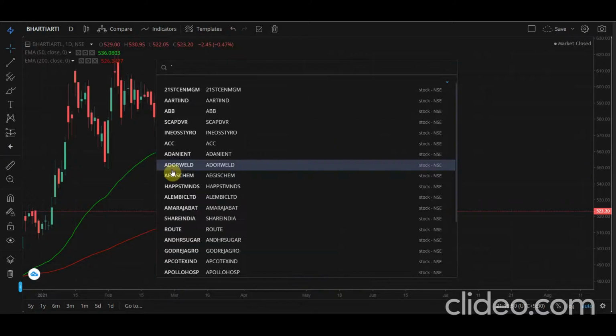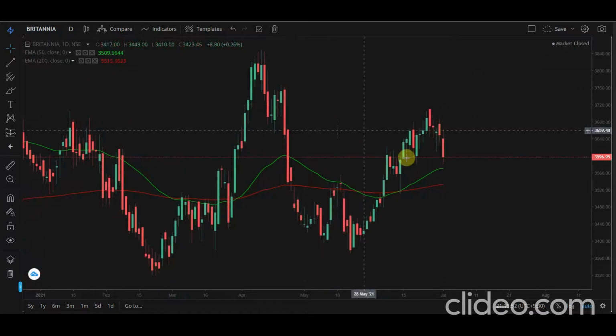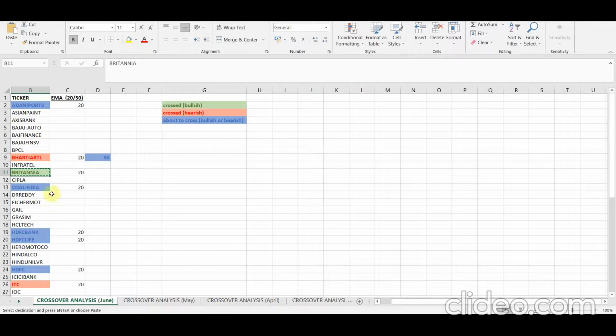Next is Britannia. There was a bullish crossover on 14th of June. Let me just mark this as blue. Okay, it has been marked as green already. Mark it as blue also. Next is Cipla.